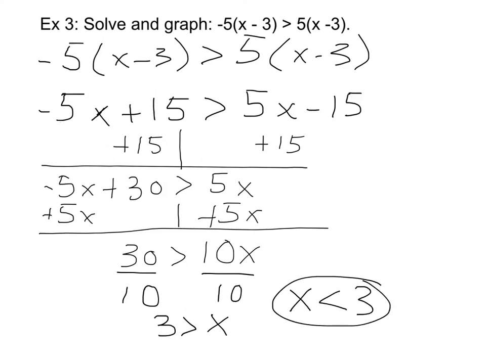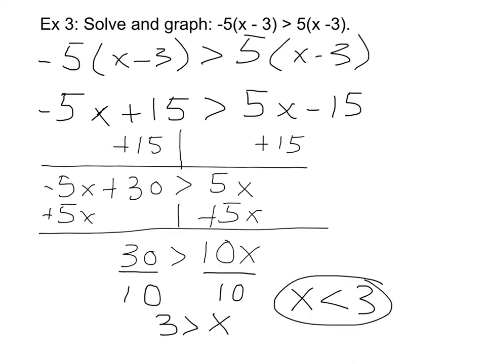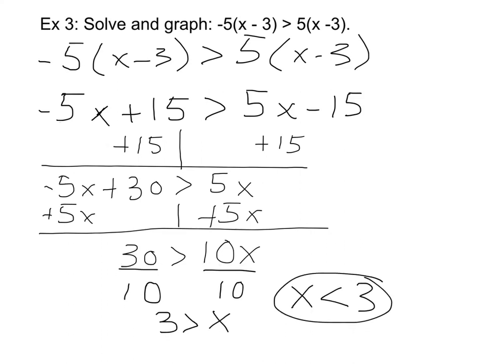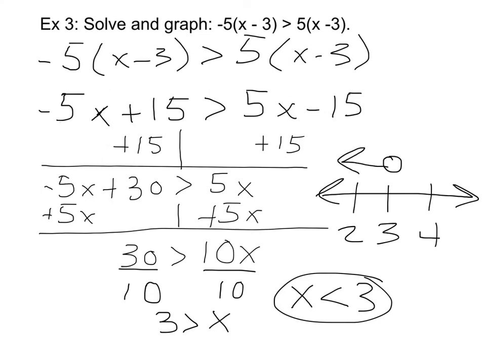And lastly, if we want to go ahead and graph it, let's go ahead and do so. Here's our line. There's 3, there's 4, there's 2. It's going to be an open circle at 3. And again, we want all x's less than 3 going to the left.